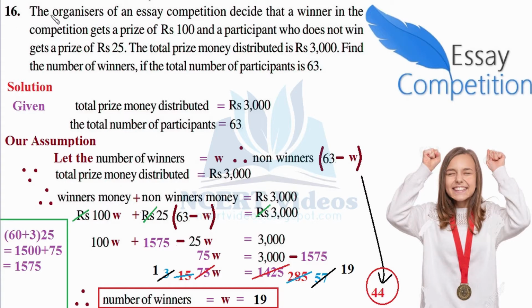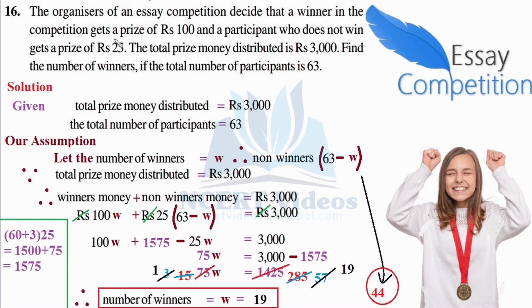Question 16. The organizers of an essay competition decide that a winner in the competition gets a prize of rupees 100 and a participant who does not win gets a prize of rupees 25. The total prize money distributed is rupees 3000. Find the number of winners if the total number of participants is 63.